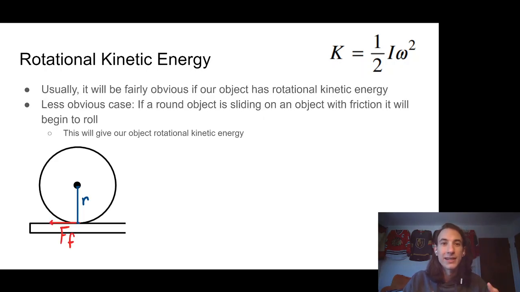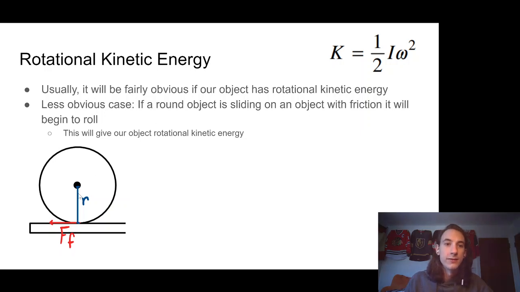And some ideas with that, usually it'll be pretty obvious if our object is rotating. It'll tell you the object is spinning, but there's one case that's a little bit less obvious, and that's when we have friction in our system. So if we have a round object and it's sliding on an object with friction, it'll begin to roll because this friction is acting as a torque.